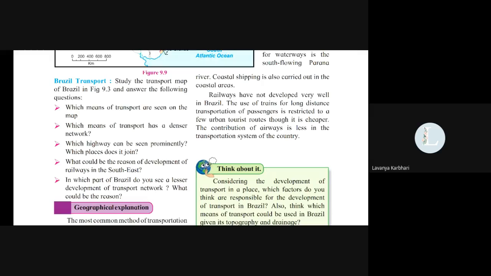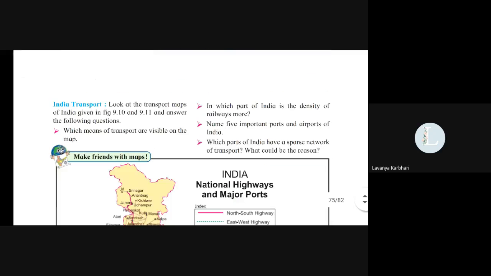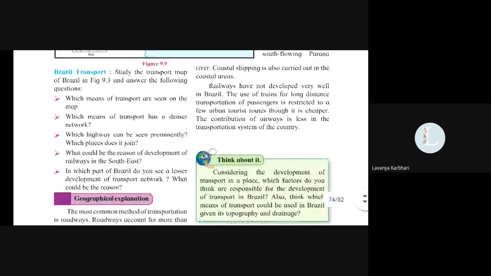Railways have not developed very well in Brazil. Okay, ब्राझील मध्ये रेल्वेचं नेटवर्क एवढं खास डेव्हलप झालेलं नाही. The use of trains for long distance transportation of passengers is restricted to a few urban tourist routes, though it is cheaper. फक्त हे जे काही रेल्वे नेटवर्क आहे ते जे काही फेमस टुरिस्ट प्लेसेस आहे त्या ठिकाणीच हे नेटवर्क आहे. The contribution of airways is less in the transportation system of the country. Obviously, जे काही हवाई मार्ग आहे त्या हवाई मार्गाचं कॉन्ट्रीब्युशन कमी आहे.